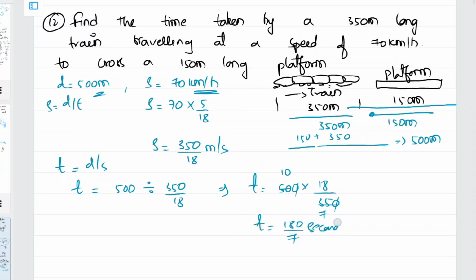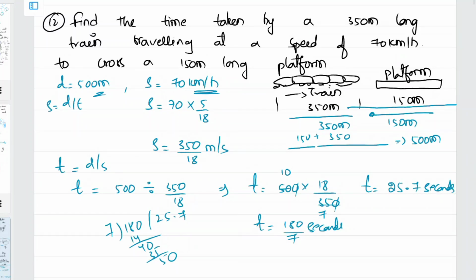Means time will be how much? Do the division. 7 2s are 14, 40, 7 5s are 35, 50, 7 7s are 49. That means time is equal to 25.7 seconds approximately. So like 26 seconds approximately.